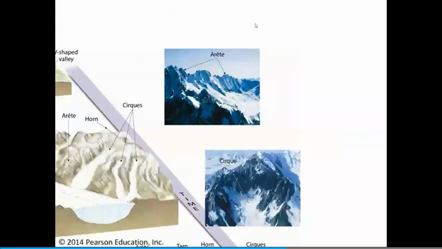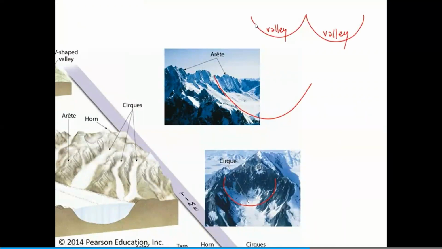Here's a cirque, and you can see that it is U-shaped in profile. And then up above is an arête. You can see the edge of one U-shaped valley leading up to that arête. If you were to draw what this arête looks like from a cartoon kind of perspective here, you've got two U-shaped valleys intersecting with one another, and the pointy knife-edge ridge that separates them is referred to as an arête.